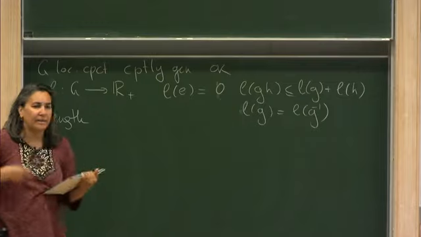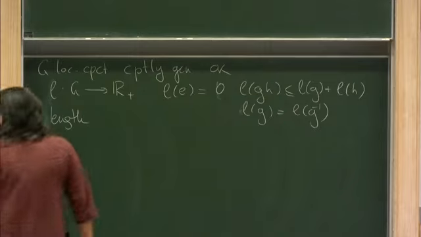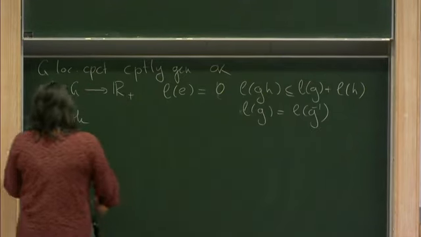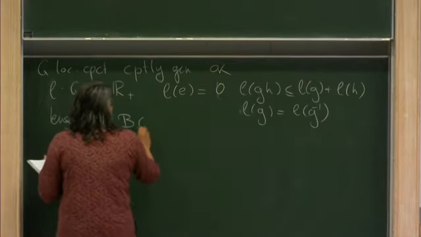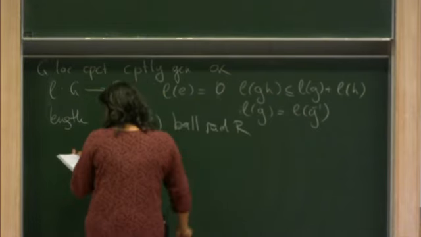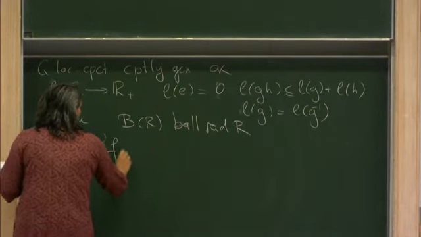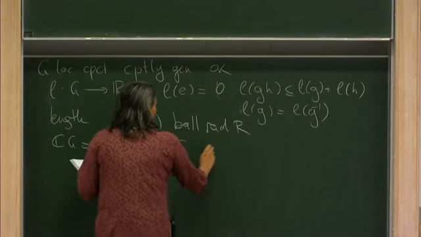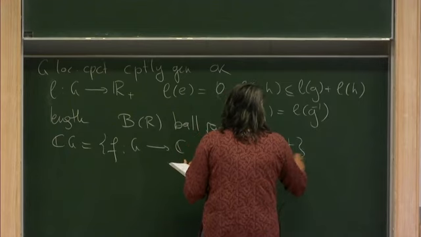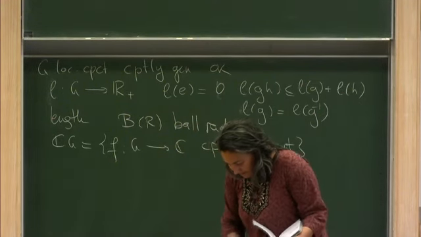So for instance, the word length, but any action by isometry on a metric space will do. And so this is going to be the ball of radius r. And C_c(G) for me is going to be the functions from G to C with compact support, which means finite support, since I'm thinking that my groups are discrete.